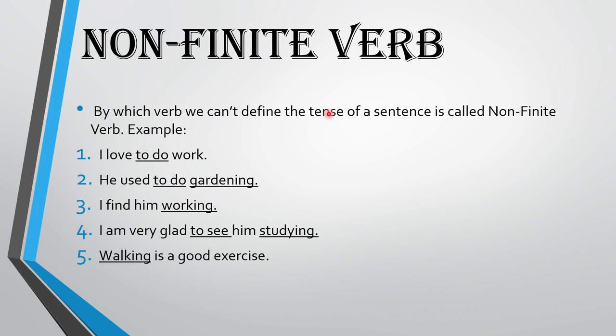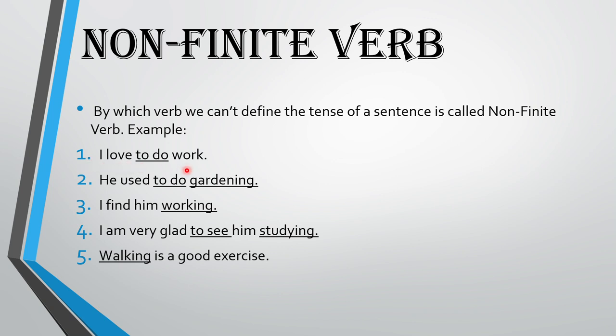In the case of a finite verb, by seeing the finite verb in a sentence, we can define the tense of this sentence. But in the case of a non-finite verb, we can't define the tense of the sentence. So it is a non-finite verb. There is a definition: the verb by which we can't define the tense of a sentence is called a non-finite verb. Example. Some examples are given below.